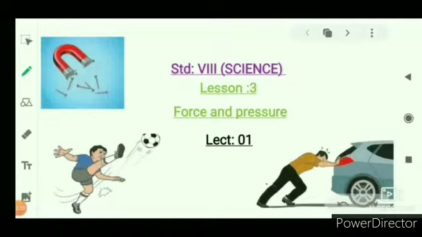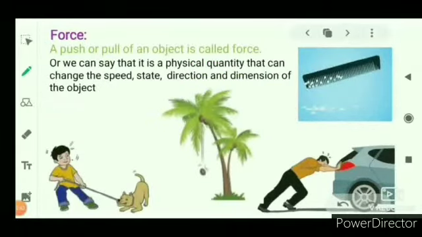So let's see the definition of force. Force is a push or pull of an object, or we can say that it is a physical quantity that can change the speed, state, direction and dimension of the object. So क्या होता है कि force is a push or pull of an object. जब भी हम कोई चीज़ को खींचते हैं या लोटते हैं, धक्का देते हैं, तो we are applying a force on that object.